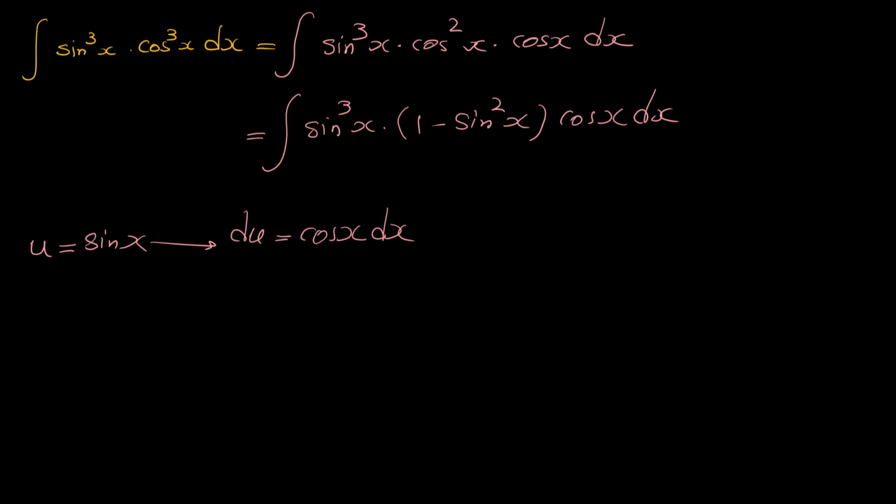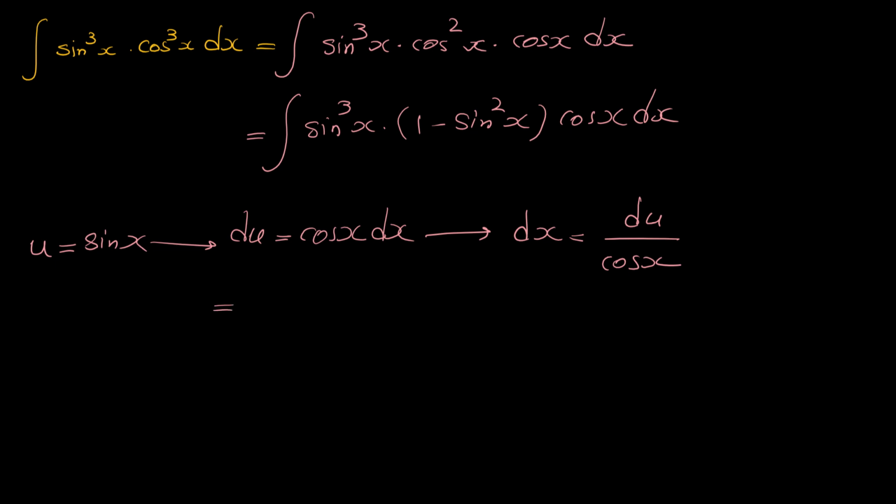If you want, you can solve this for dx as usual, or simply replace all of this with du and replace these terms with u. But because usually we prefer to solve this for dx, let's solve this for dx. Then dx is du over cosine x.